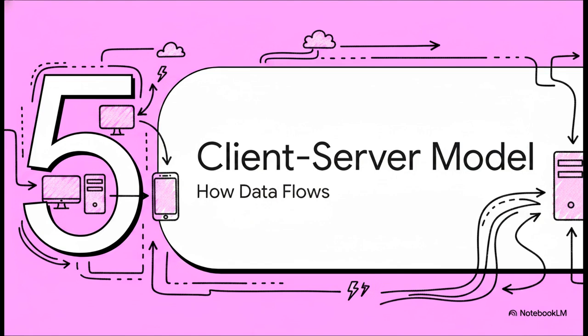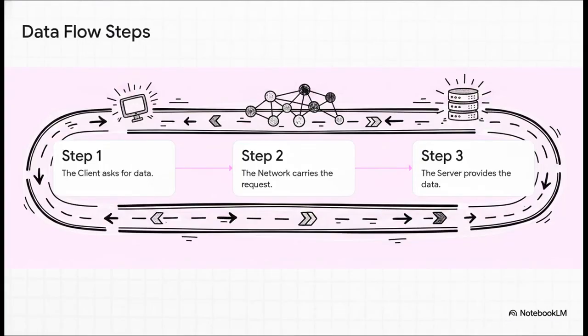Which brings us to our final section, Section 5, the client-server model. This is how all that data actually flows. This is basically the macroscopic view that governs all data networking. It operates on a super simple, looping three-step relationship. Step 1, the client asks for data. Step 2, the telecom network carries that request. And step 3, the server provides the data back. It's just a continuous, looping conversation happening millions of times a second.